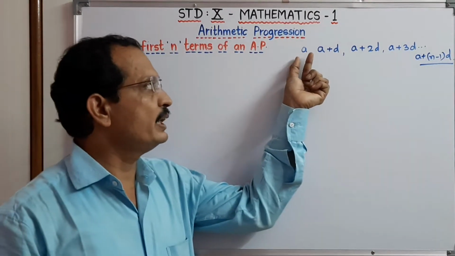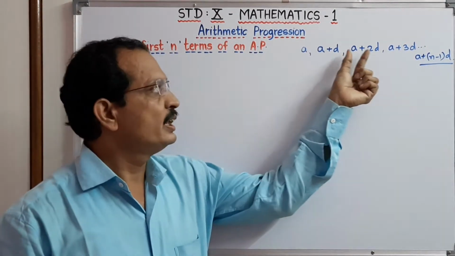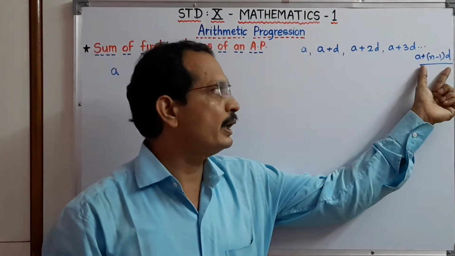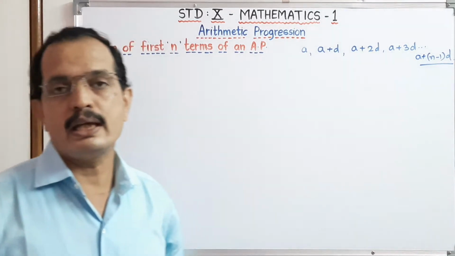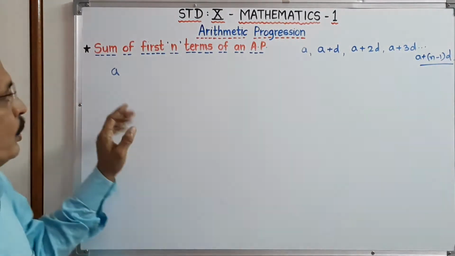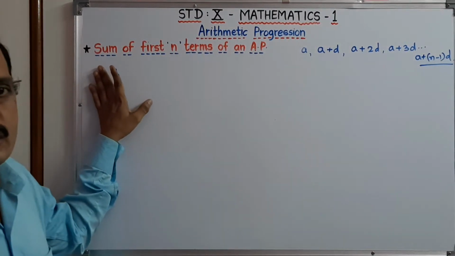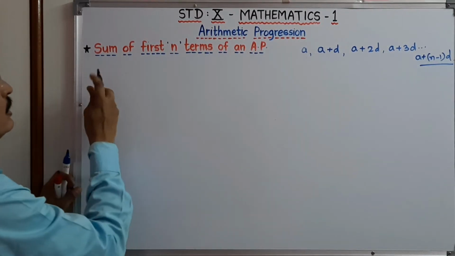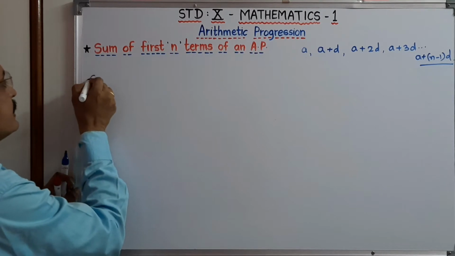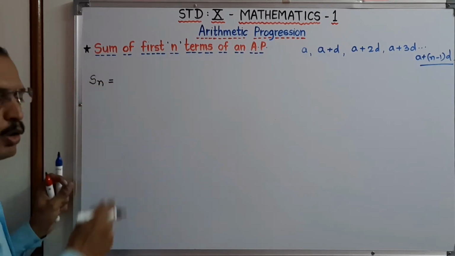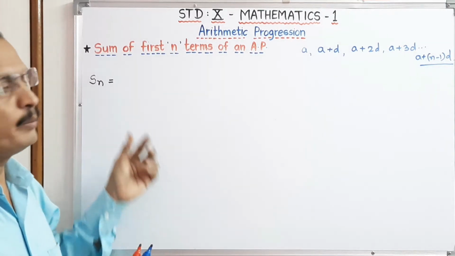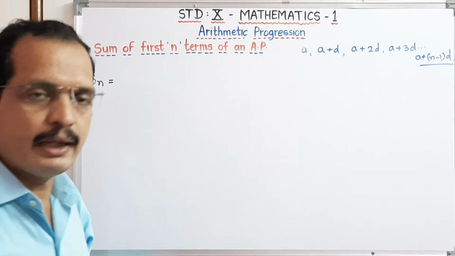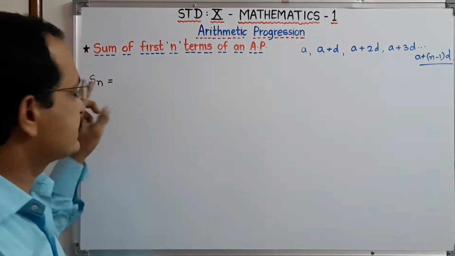Here the first term is a, the second term a plus d, a plus 2d, a plus 3d, and so on. We get a plus n minus 1 into d as the last term. Now we have to make the sum of all these numbers. For that purpose, we write Sn. Sn means the sum of n numbers. That means in that AP there are a total of n numbers, and the sum of the total n numbers we can write as Sn.